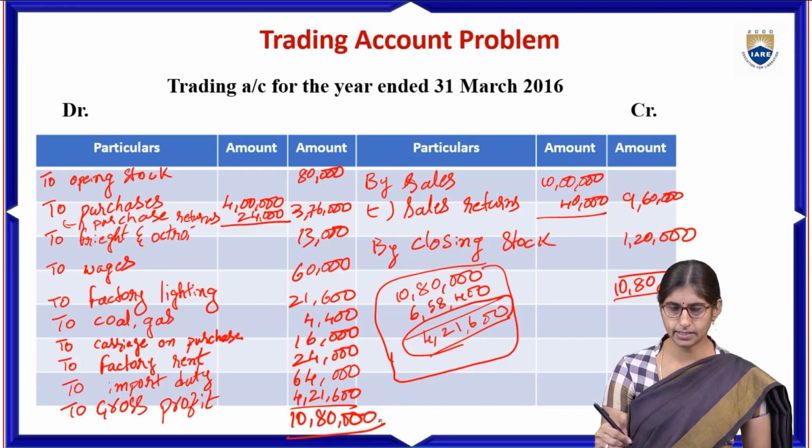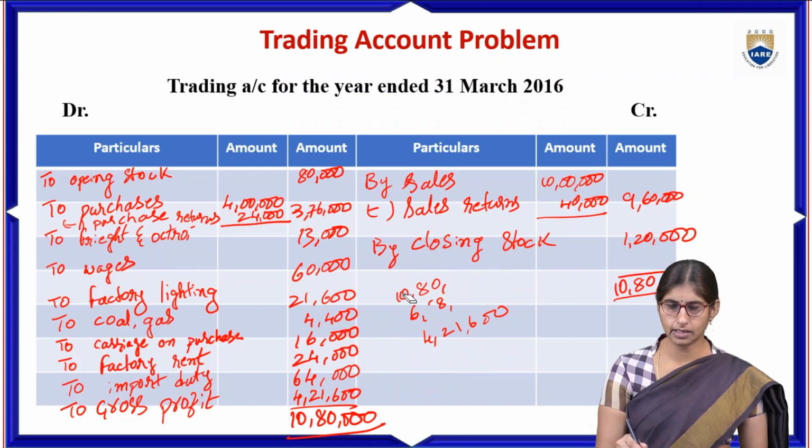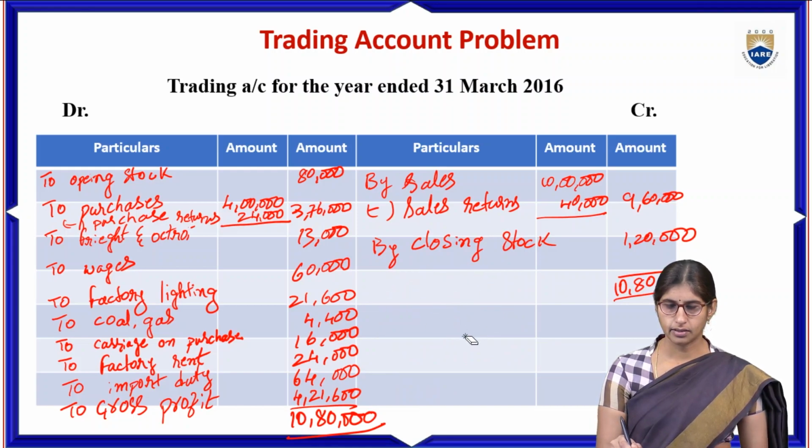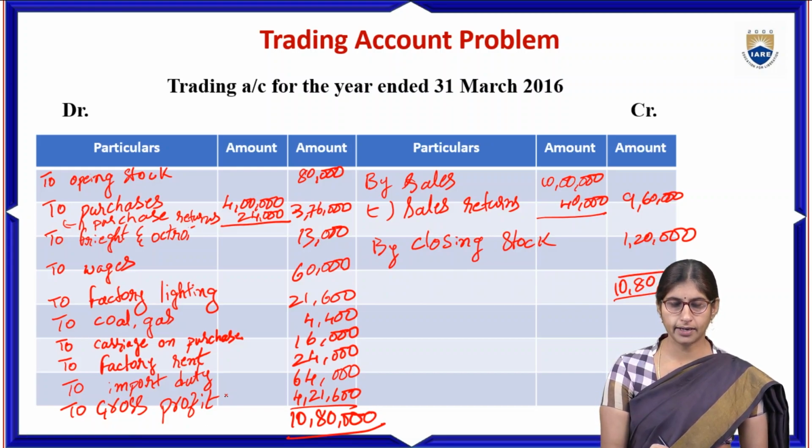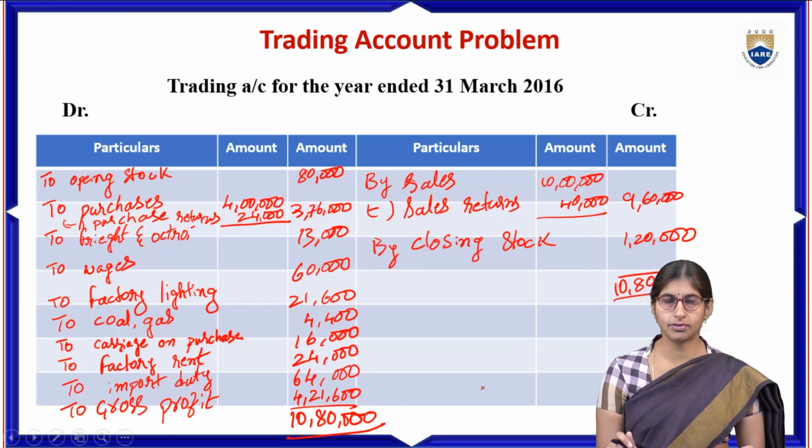So the balancing figure we got on the debit side, that is, we are short of 4,21,600 on the debit side. So we are getting gross profit. If we get the balancing figure higher on the debit side and lesser on the credit side, then we get gross loss. So here the gross profit has to be transferred to the credit side of the profit and loss account. So this is all about the trading account.